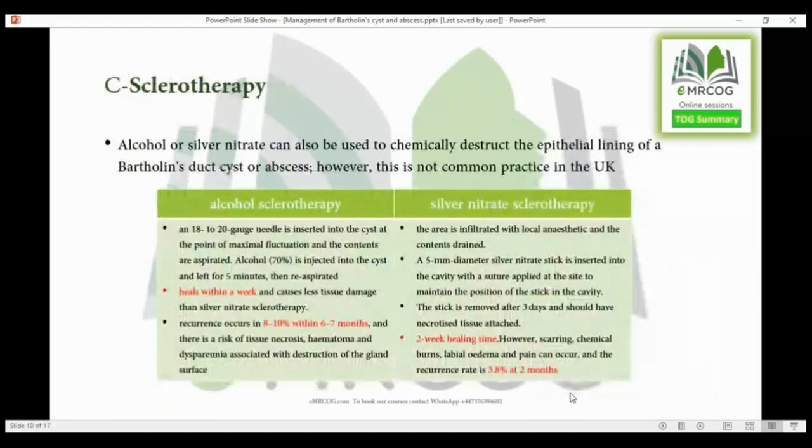Okay, the third technique is sclerotherapy. Sclerotherapy is done by applying a chemical destructive agent like alcohol or silver nitrate.